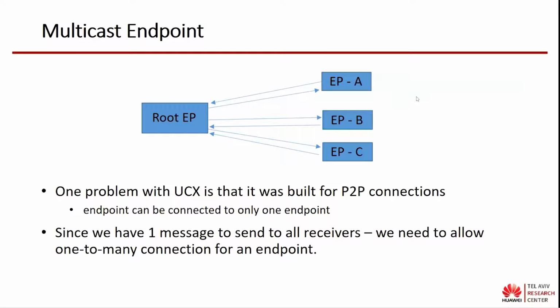That's a figure of how the endpoint would look. Today UCX was designed to support point-to-point communications. And since we only have one message to send to all receivers, we need to allow a one-to-many connection for an endpoint, and in order to support reliability for collective operations.